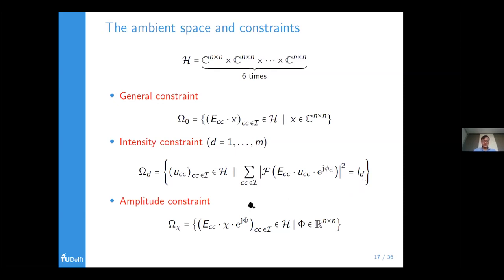And if the amplitude of the generalized pupil function is known, then we can tighten the general constraint to the amplitude constraint. So here we have more information: only the phase is unknown, the amplitude is known. And a decisive step to solve a feasibility problem is to calculate the projectors. So let's compute the projectors and discuss the projection methods.